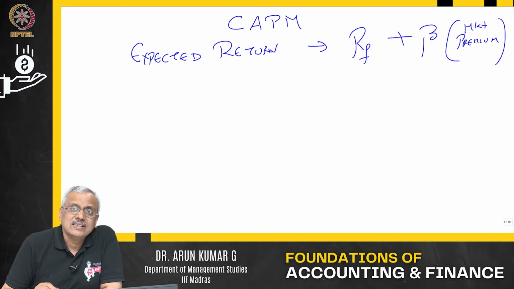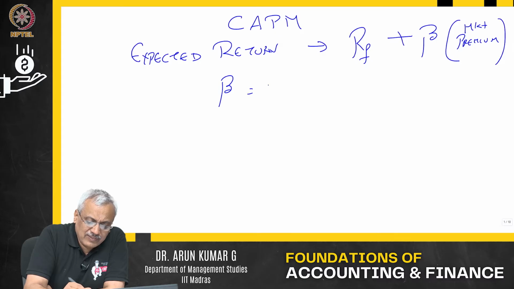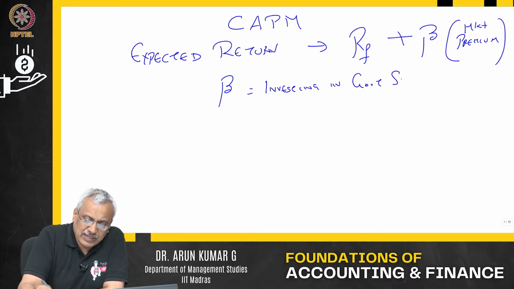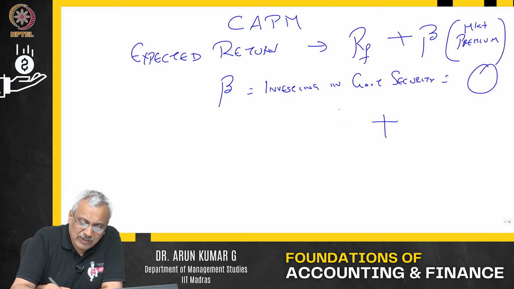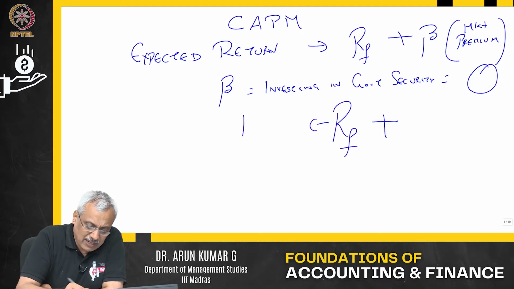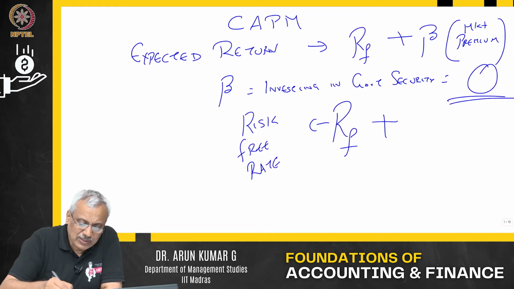To reiterate in simple terms, the beta of investing in government security will be 0. So what happens if beta is 0 in a government security? The minimum amount of return they give for compensating for your inflation is what we call RF, or the risk free rate. Why risk free? Because beta is 0, it is free of risk.